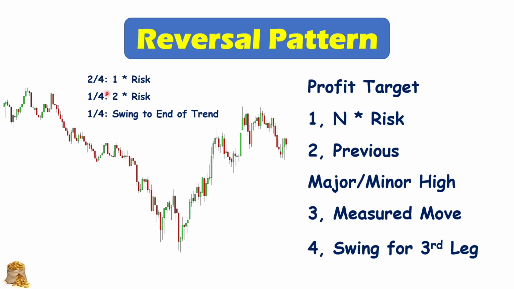And then you can take another 1/4 of your position at 2 times of your risk. Basically, from the previous calculation, 2 times of your risk is at the top of the tail of this bull bar. And then you can choose to swing the rest of your 1/4 of your position to the end of the trend. So if you take your profit for this 3/4 of your position, you don't feel any pressure to swing the rest of the position. And then you can see that the market goes for the third leg, you can take more profit.